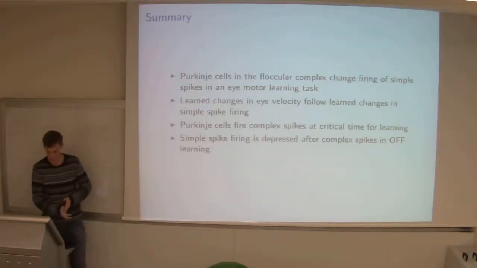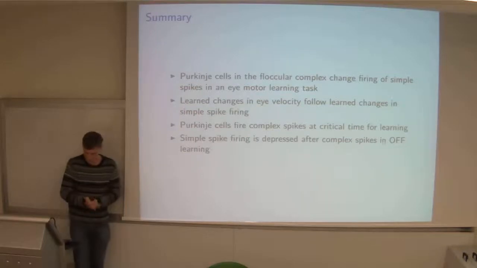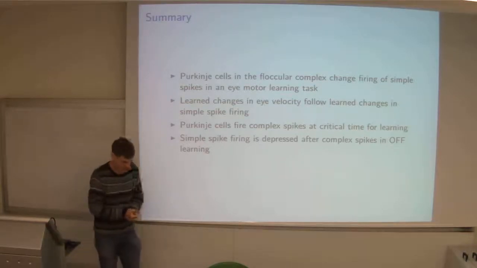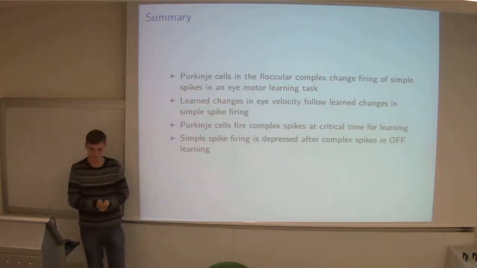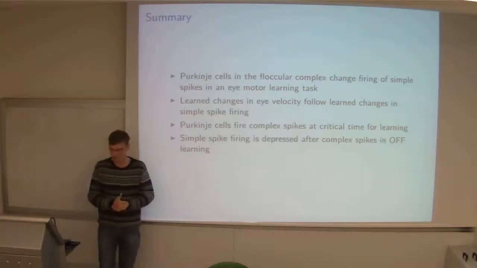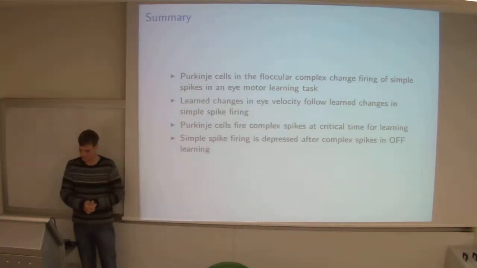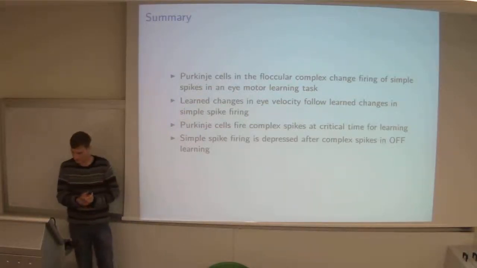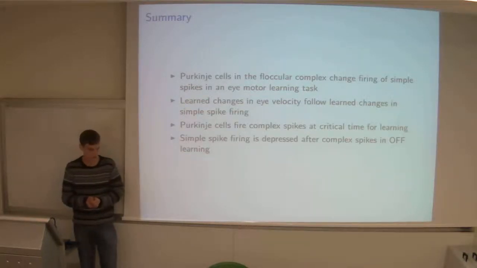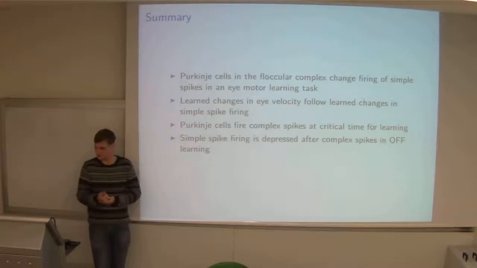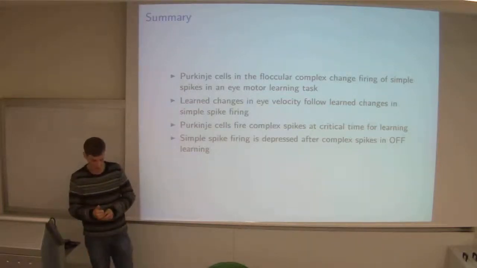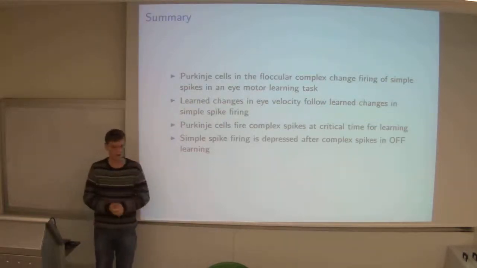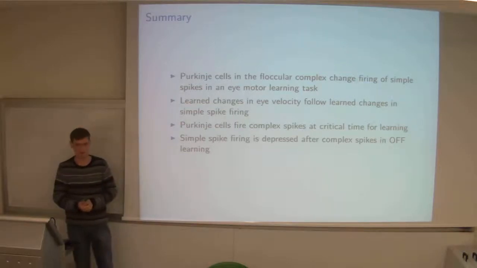Okay, and now we can summarize. Looking at Purkinje cells in the floccular complex, their simple spike firing rates change in an eye movement learning task, and the eye velocity follows the simple spiking of Purkinje cells. Purkinje cells fire complex spikes at critical times for learning, and after complex spikes, the simple spiking is depressed. Overall it fits quite nicely to the model that they proposed in the beginning.